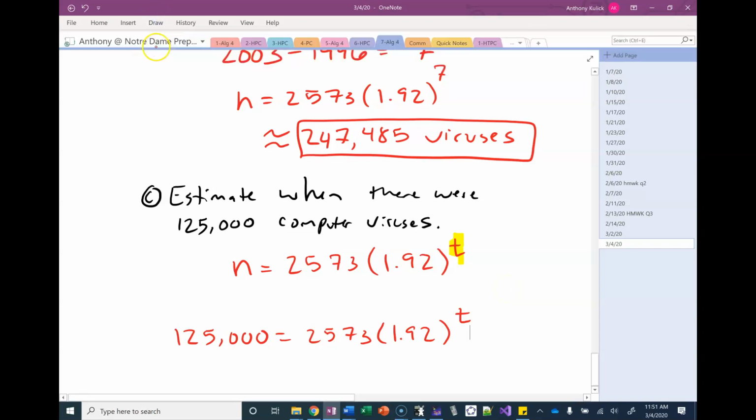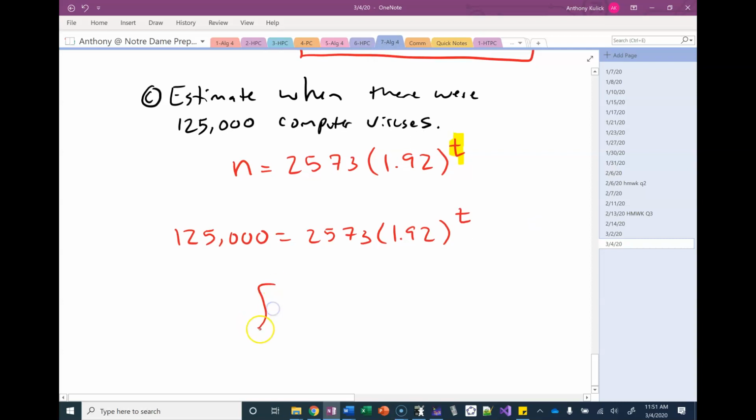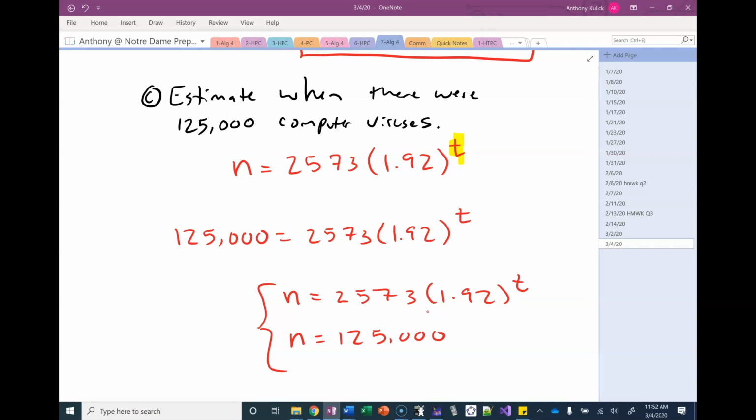So what I'm going to do is think about this as a system of 2 equations. The first equation is our model, and the second equation is that amount that we're trying to get to. And I'm going to solve this system of equations graphically. So remember back to first semester when we solved systems of equations. How do we solve this? What does the solution to a system of equations look like graphically?